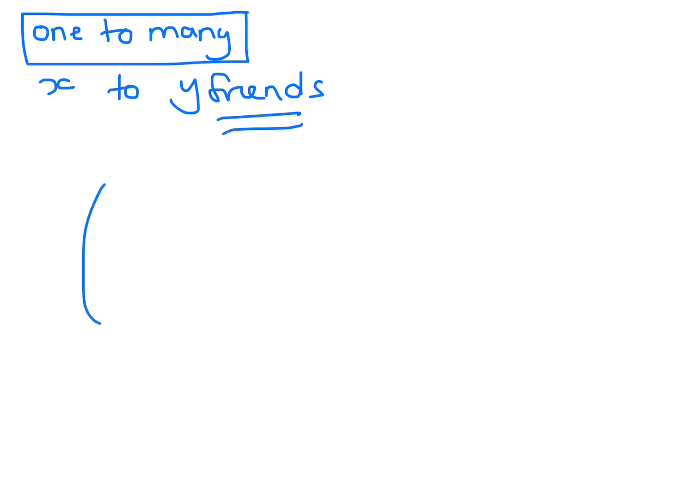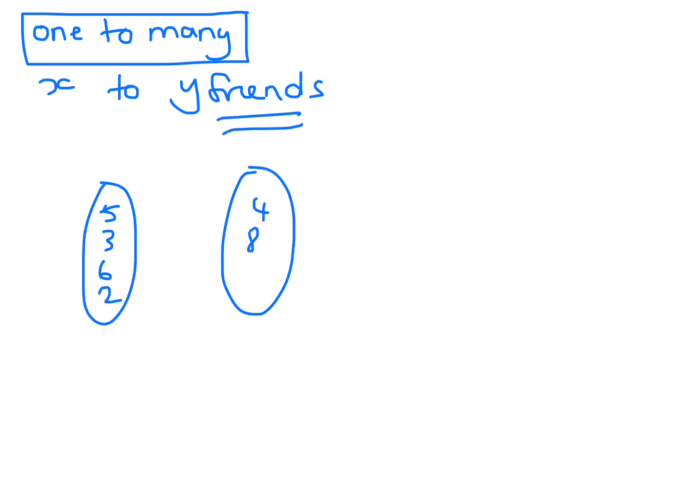Okay, we're just going to look at one-to-many. So one-to-many means that one X has many Y friends. That's how we like to look at it. So if you were mapping it from something like this, 5, 3, 6, 2, 4, 8, and you're trying to decide, basically if you have an X, it can have many friends.